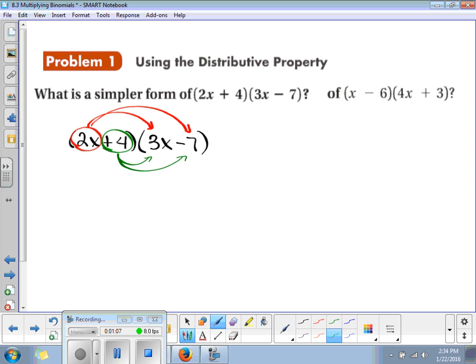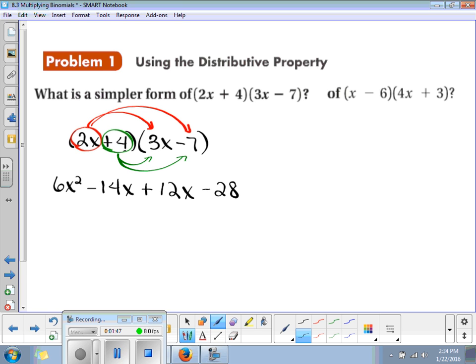So, 2x times 3x is 6x squared. Then 2x times a negative 7 is a negative 14x. Make sure you pay attention to those signs. Then you have 4 times 3x. That's a positive 4, so that's plus 12x. And then positive 4 times a negative 7 is a negative 28.